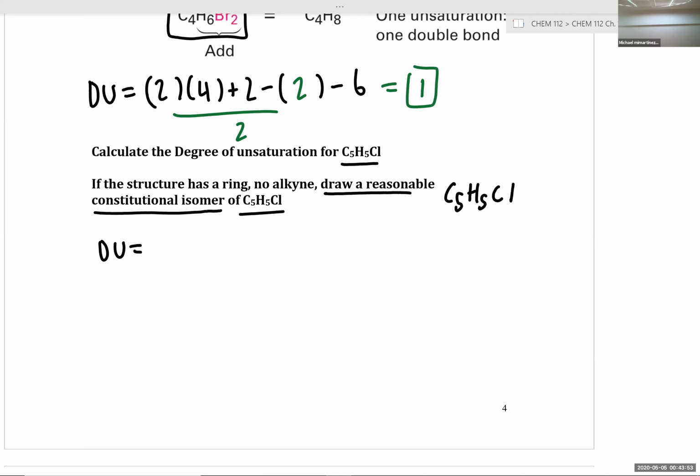It should have a ring, no alkyne. Other than that, you can get as creative as you want. So let's start with the DU calculation, and we'll come together as a group to discuss in about 3 minutes. And don't be shy if you already have the DU calculated to type it in chat, and especially don't be shy to break out the annotate tool and start trying to draw a reasonable structure.